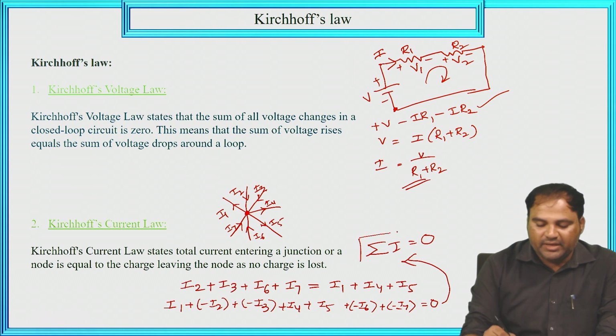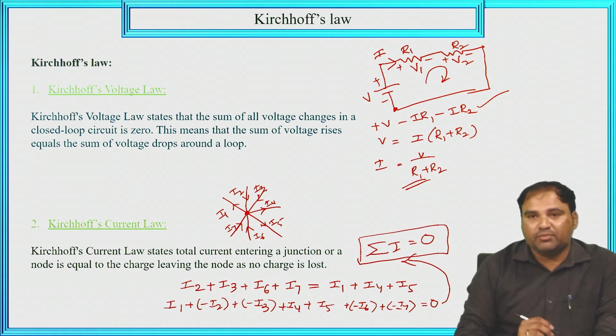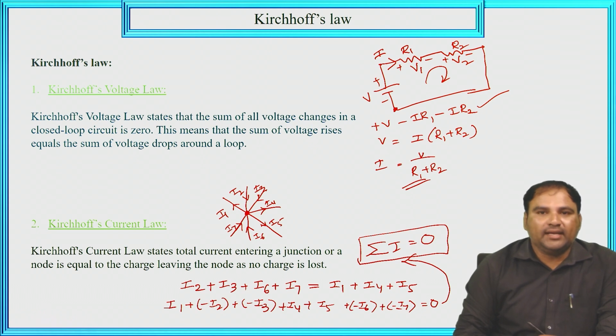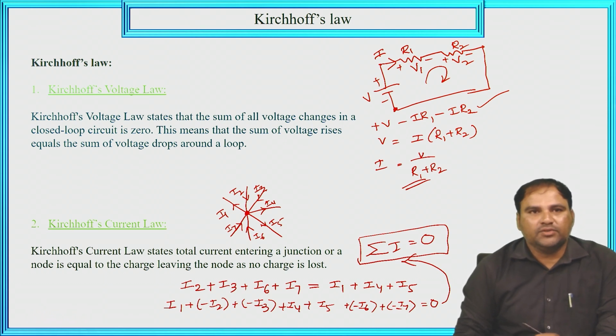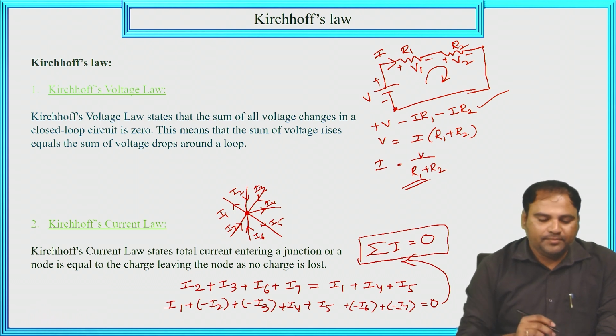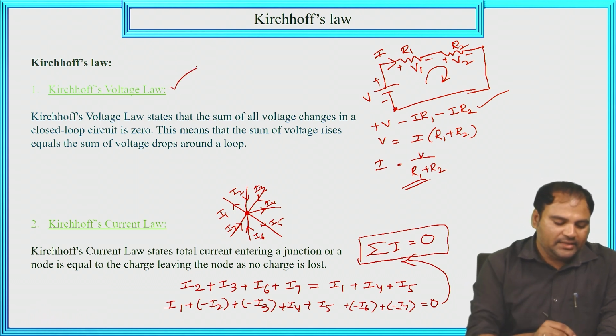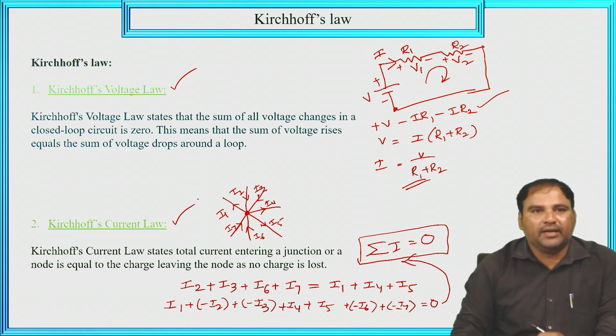So what does the summation of I equal to 0 mean? Here, the algebraic sum of the total currents meeting at a single node point is always equal to 0. That is another definition of the Kirchhoff current law. Okay, so these are the definitions and the solution of the Kirchhoff voltage law, that is the first one, and the second one, Kirchhoff current law.